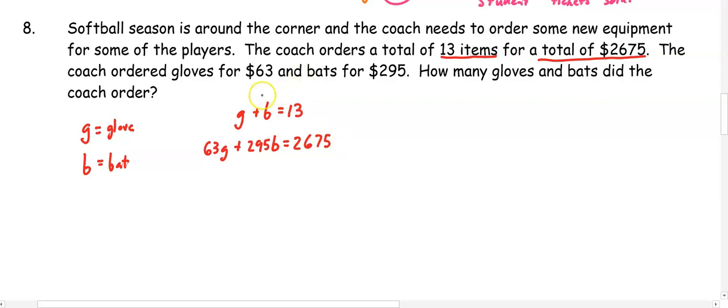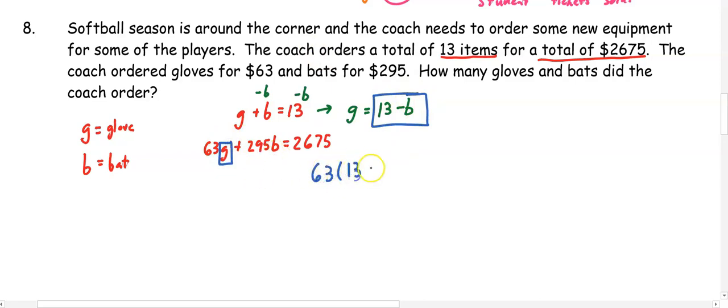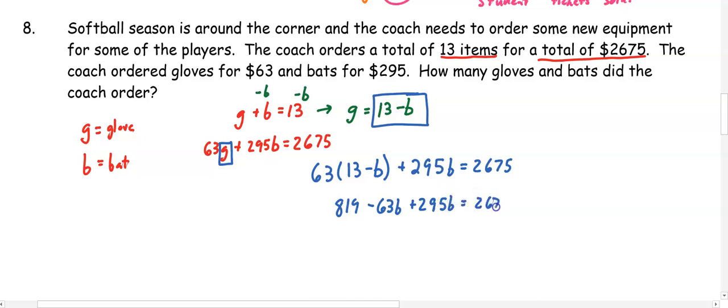So now I need to get one of the variables by itself. So this time I'm going to get G by itself. So I'm going to subtract B from both sides. So I get G equals 13 minus B. So I can box what G is equal to, and I can box G in my other equation. So I get 63 times 13 minus B plus 295B equals 2,675. So when I distribute the 63, I get 819 minus 63B plus 295B equals 2,675.